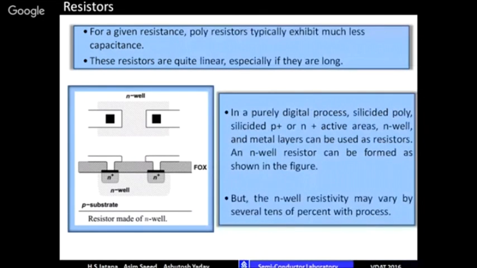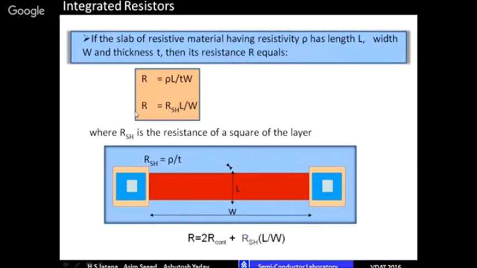Now, in a pure digital process, if the value of the resistance varies, it doesn't matter. But for analog, the value of these resistors matters, and these resistors also have to be linear. So you can see this is a resistor which is made of N well. You make a contact here, and a contact here. This is the top view. So depending on this distance, the value of the resistor can be found.